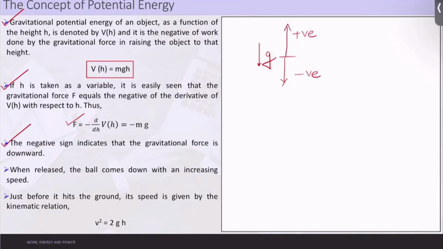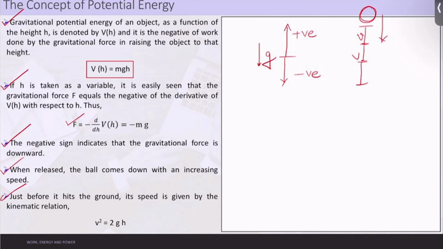That being said, now when released, the ball comes down with an increasing speed. Quite evident. Now, if we release the ball from this location here, what is happening? We have understood the concept of free fall in the chapter motion in a plane. So basically, with the increase in time, the velocity keeps on increasing, correct? The ball comes with an increasing speed just before it hits the ground. Its speed is given by the kinematic relation v square is equal to 2gh.